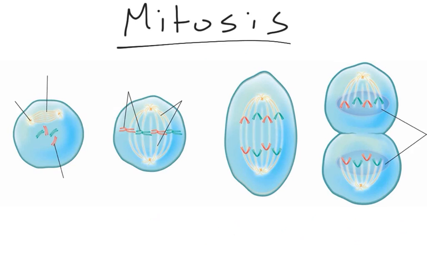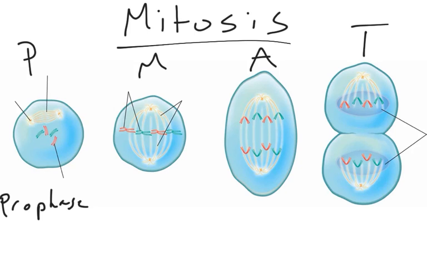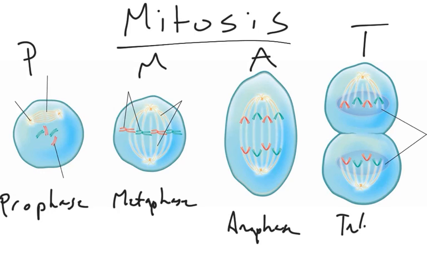Alright, let's look specifically at mitosis and cell division. There's four main steps to mitosis. There's prophase, metaphase, anaphase, and telophase. Easy acronym is PMAT. Okay, so this is prophase, metaphase, anaphase, and telophase.